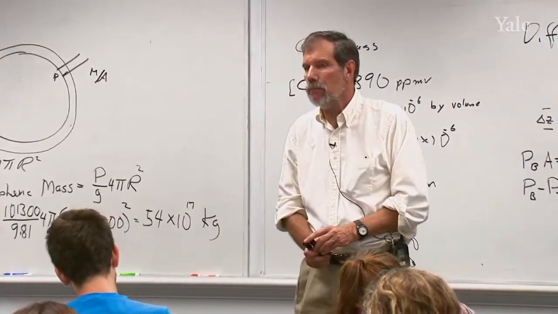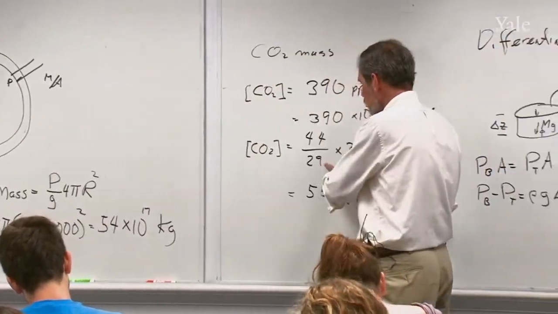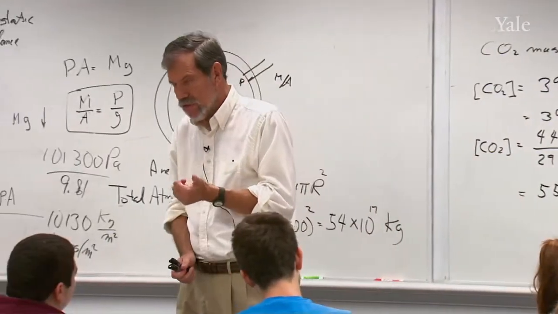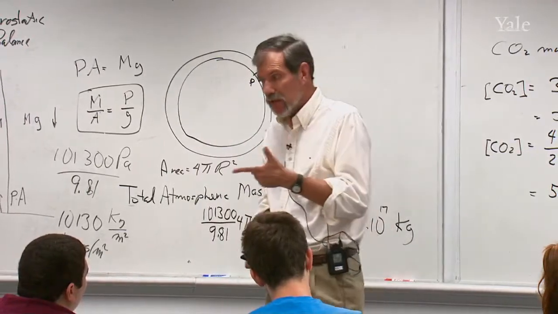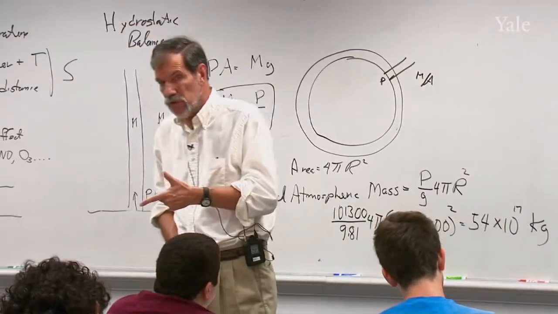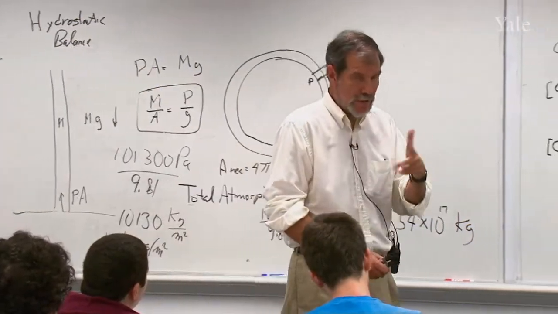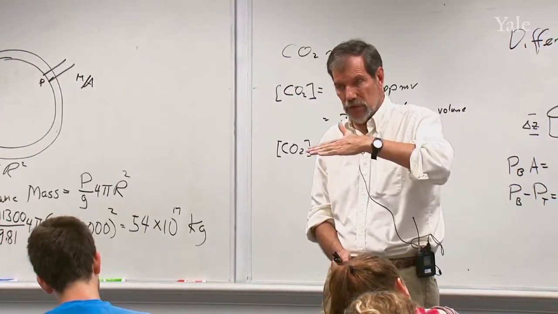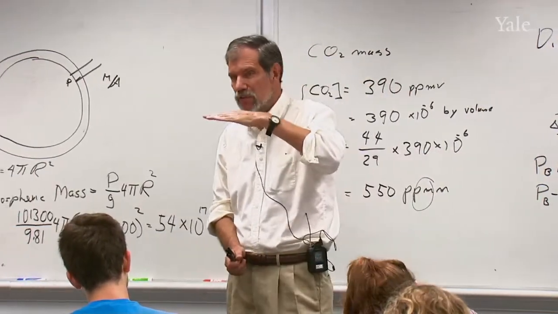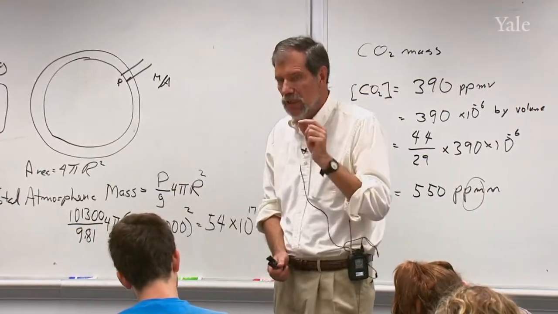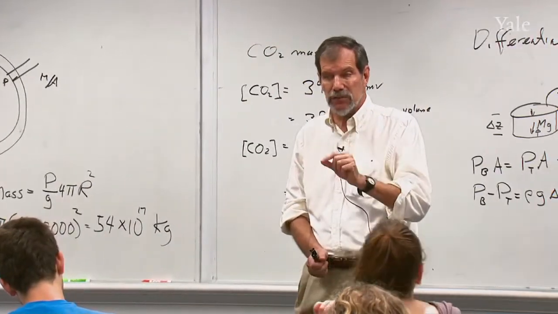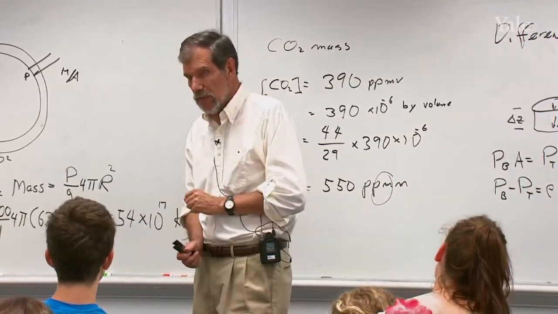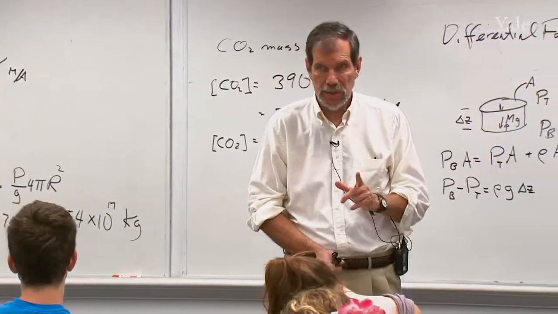Yes? Sorry, what was the 29 again? The 29 is the molecular weight of air. You recall that the molecular weight of nitrogen is 28, and the molecular weight of oxygen is 32. There's more nitrogen than oxygen, so the average is a little closer to 28 than to 32. It comes out to be almost exactly 29 for the average molecular weight of air, being a mixture of N2 and O2. That's where that number comes from. Good question. Other questions or comments?